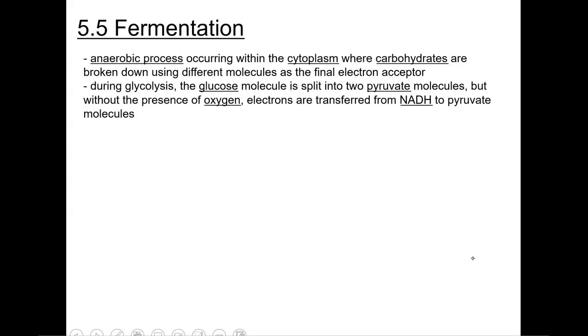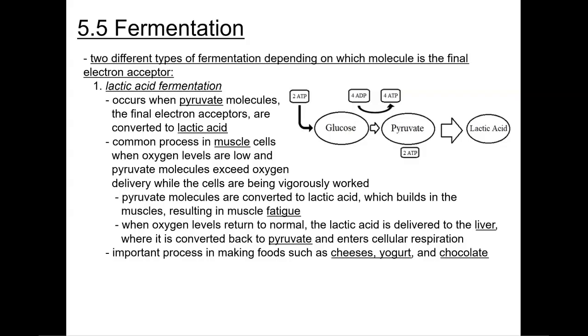So fermentation is an anaerobic process. That means it does not require oxygen. It occurs in the cytoplasm where carbohydrates are broken down and use different molecules as their final electron acceptors. During glycolysis, the glucose molecule is split into two pyruvates, but without oxygen, those electrons are then transferred from NADH to pyruvate molecules. So there are two different types of fermentation, depending on which molecule is its final electron acceptor.